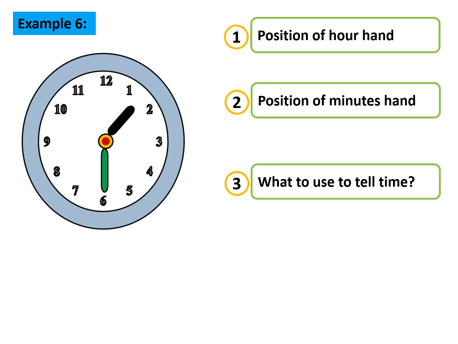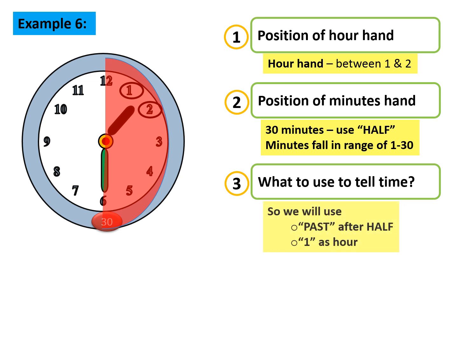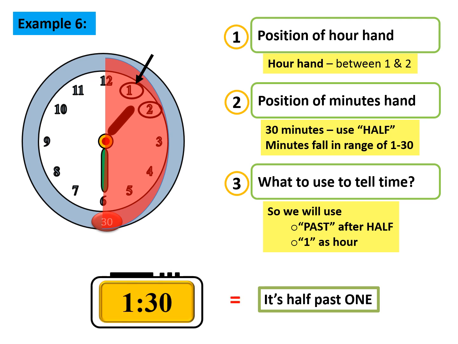In this clock, the hour hand is between 1 and 2. The minute hand is on 30 minutes. So use half instead of telling the 30 minutes. And as the minutes are falling in the range of 1 to 30, use past after the half and 1 as the hour. So the time is half past 1, and in the digital format it will be 1 hour and 30 minutes.